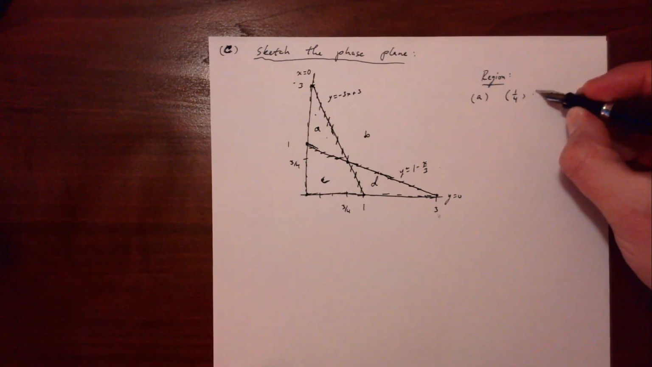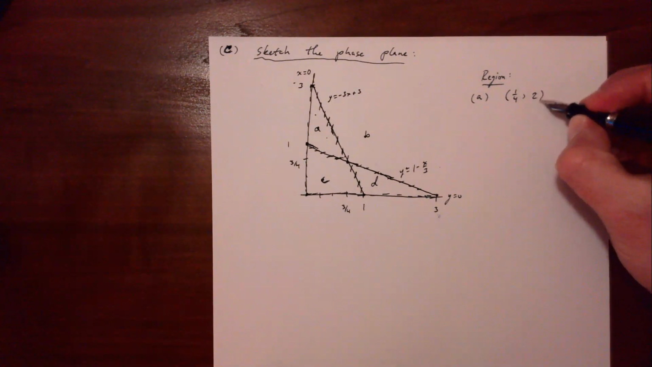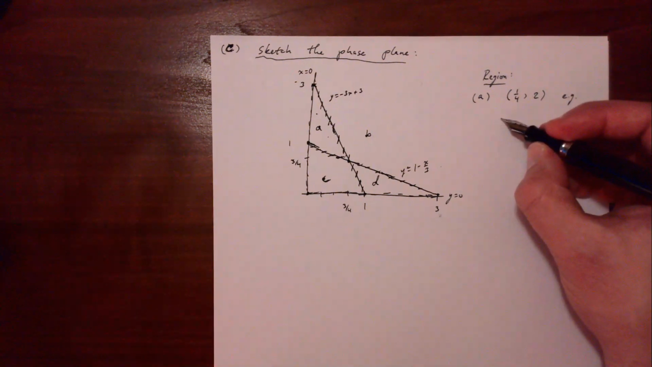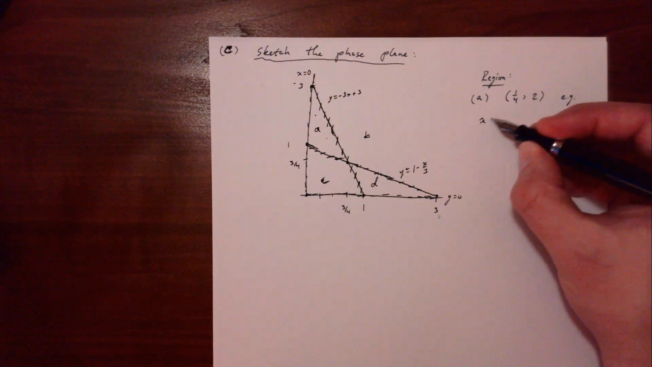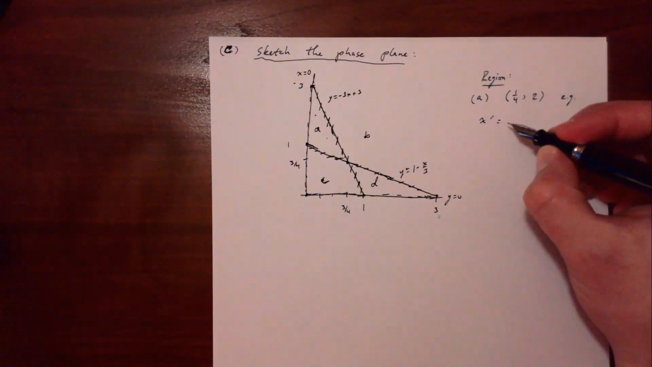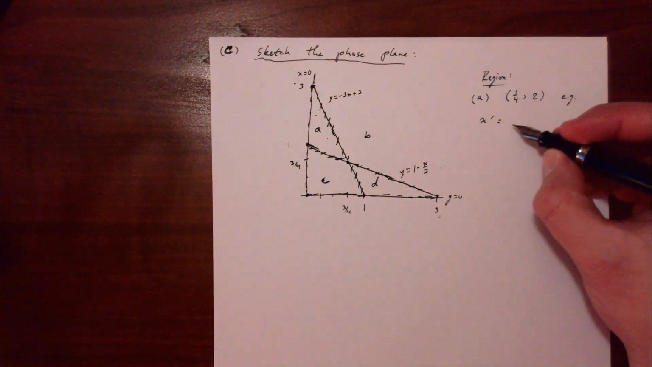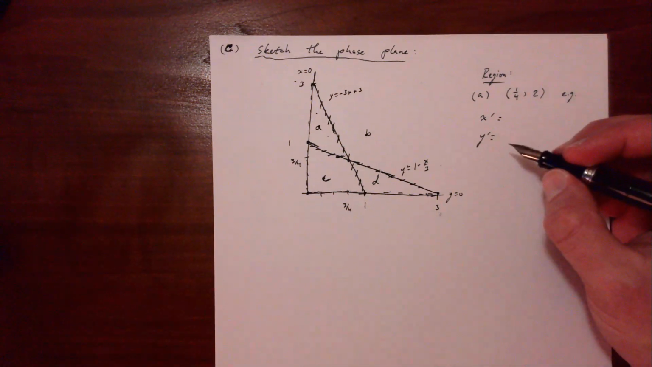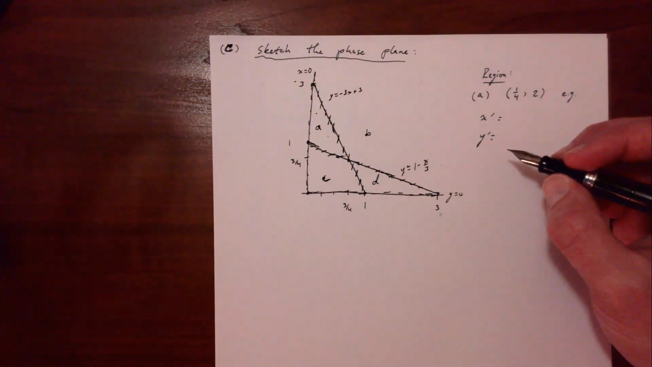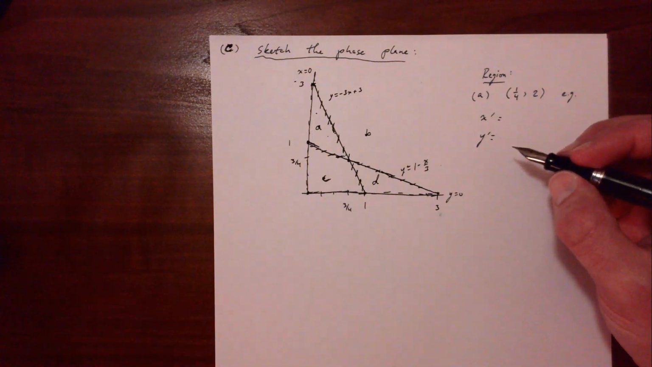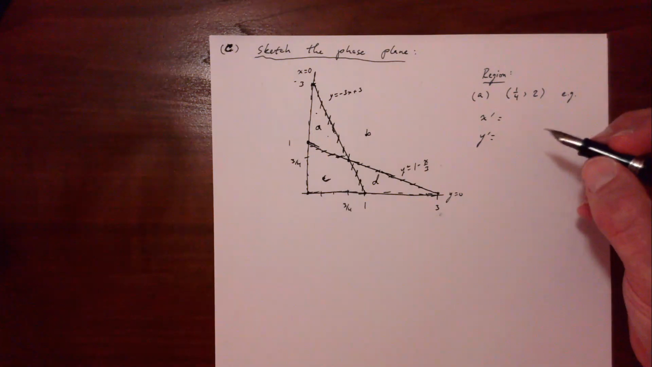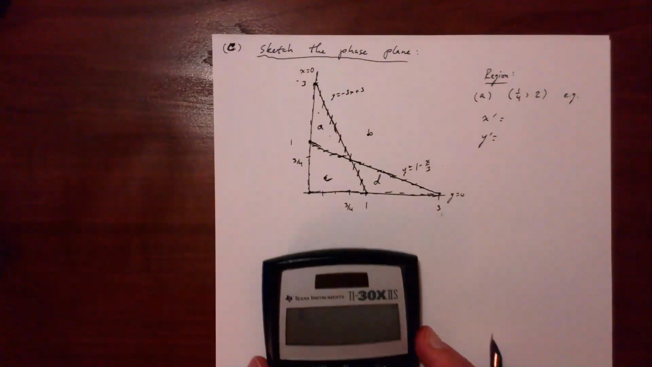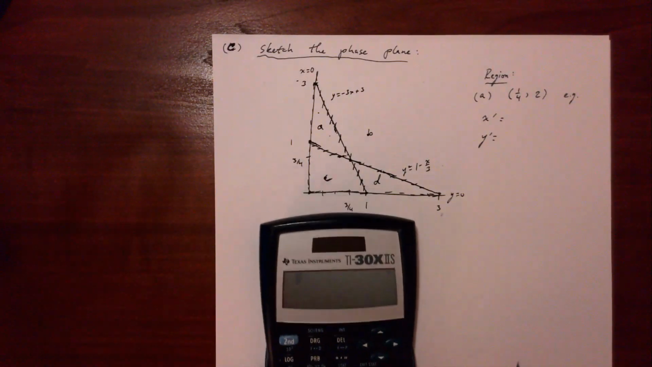So I can just go with 1/4, 2, for example. Then what are we going to get? We're going to get x prime equals something, y prime equals something else, and here you can just basically plug the numbers into a calculator, or use something fancier if you want to evaluate it. I just happen to have this handy, so I'll use it.